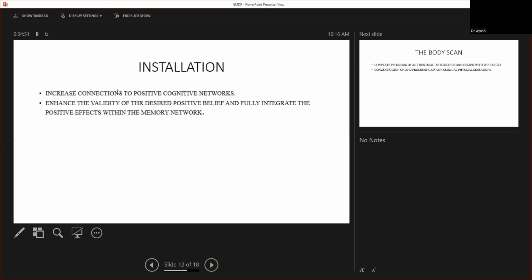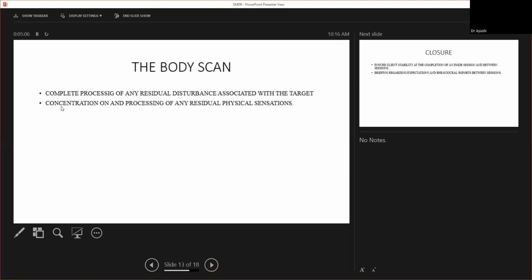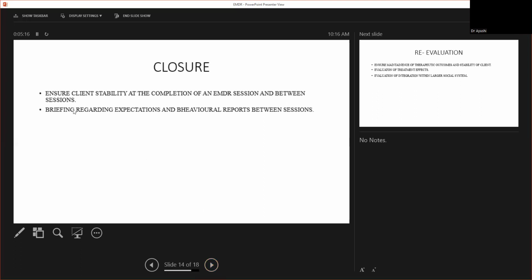Next stage being installation: it increases connections to positive cognitive networks, enhances the validity of the desired positive belief, and fully integrates the positive effects within the memory network. The body scan: complete processing of any residual disturbance associated with the target, with concentration on and processing of any residual physical sensations.